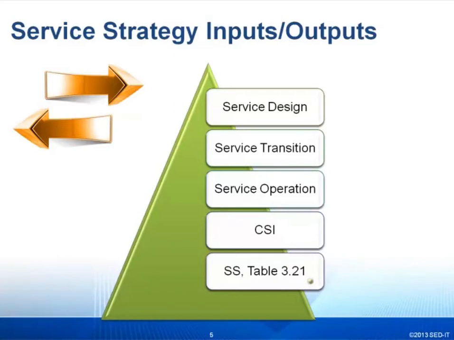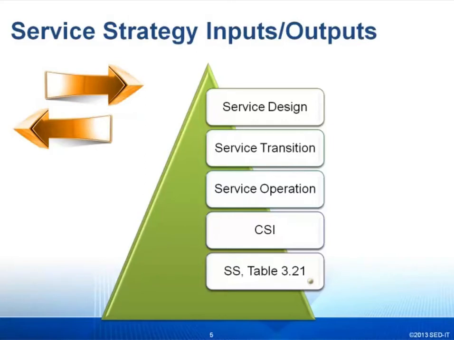Okay, so again, we have the same sort of column nomenclature here, but this time now we're being very specific. So now in column 1, we have the life cycle stage, and since we're in strategy, the other 4 stages would be listed: design, transition, operation, and CSI. Column 2 is service strategy inputs. So this is what service strategy would receive from the life cycle phase in column 1. In column 3, service strategy outputs, and this is what service strategy gives to the life cycle phase in column 1, and in this case, service design.